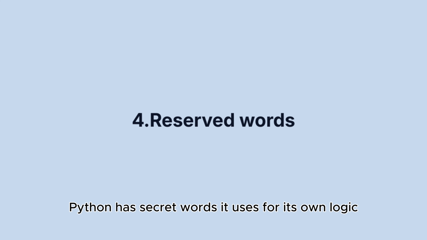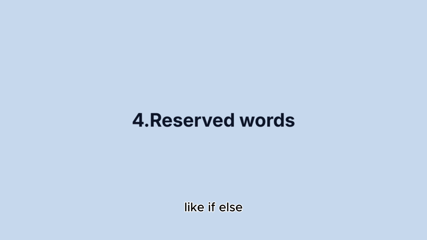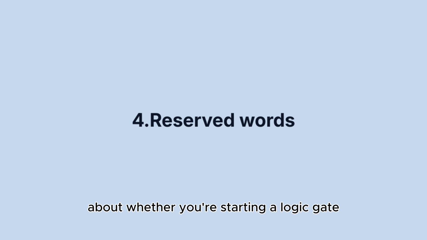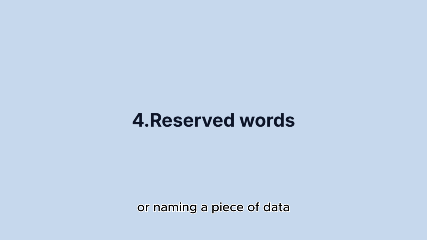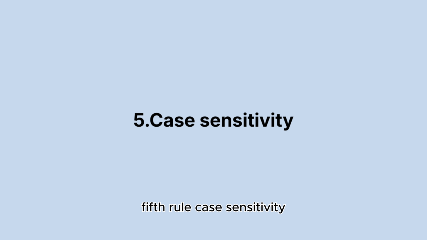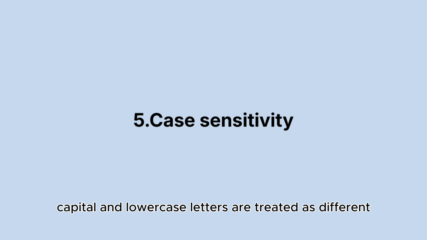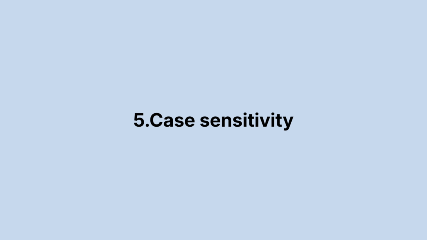Fourth rule, reserved words. Python has secret words it uses for its own logic, like if, else, while, or True. You can't name your variable if because Python will get confused about whether you're starting a logic gate or naming a piece of data. Fifth rule, case sensitivity. Capital and lowercase letters are treated as different.